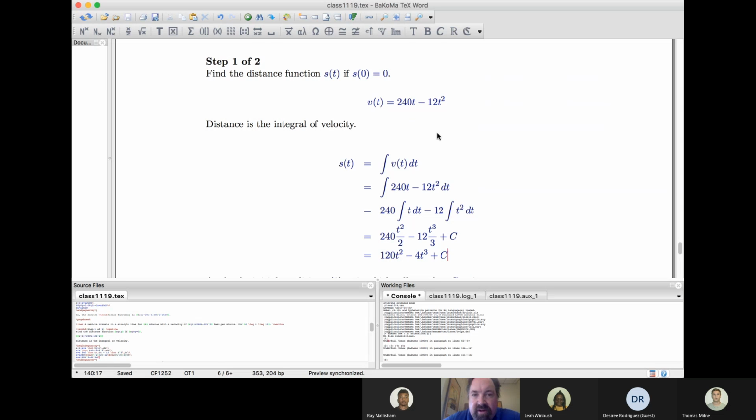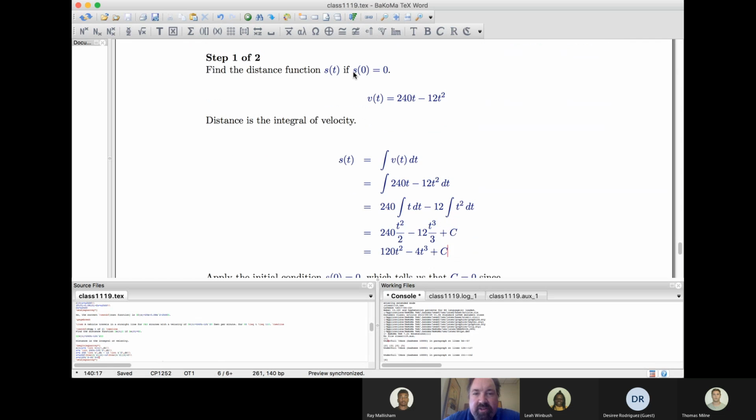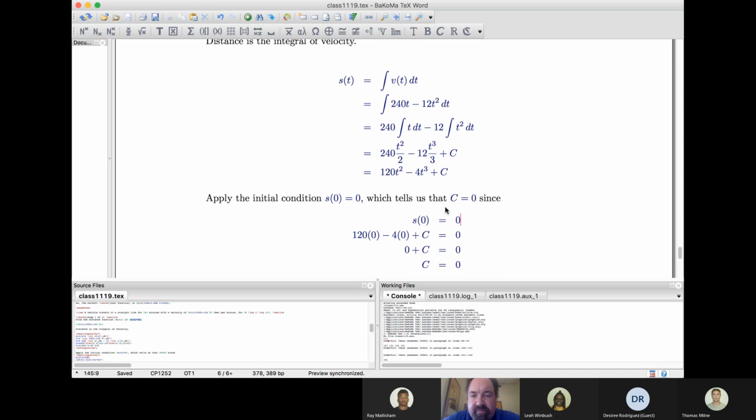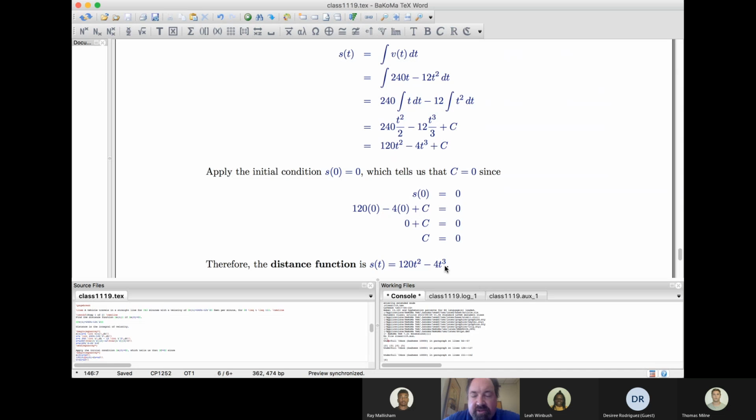We have to make sure that, based on something that's given in the problem, if you plug in t equals 0, you must get 0. So we set s of 0 equal to 0, and then we fill in what s of t is down here. Set t equals 0. The only thing we're going to get is c, but since the whole thing must be equal to 0, we end up with this result, that c itself must be 0. So that would be the distance function.